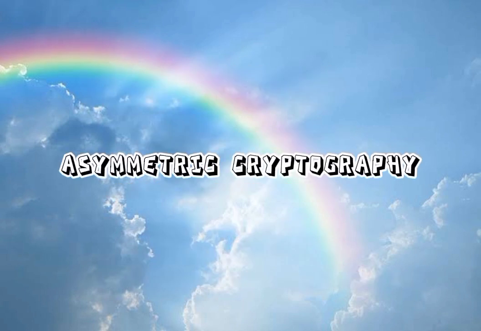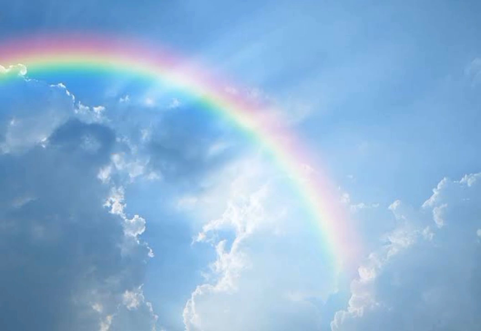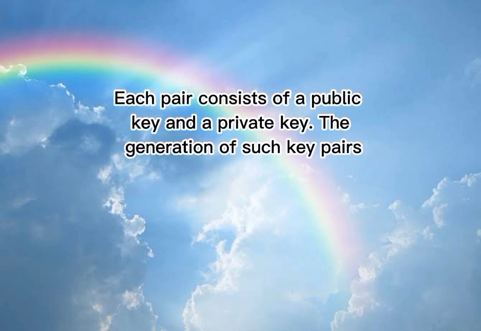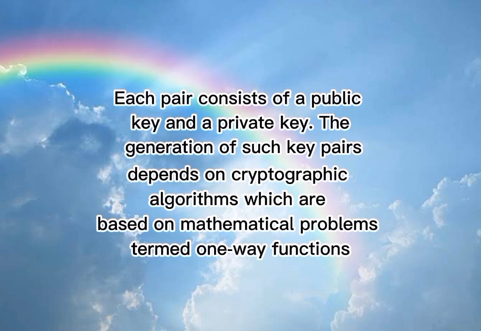Next naman is asymmetric cryptography. Public key cryptography or asymmetric cryptography is a cryptographic system that uses pairs of keys. Gumagamit siya ng keys na magkapares or pairs of keys. Each pair consists of a public key and a private key. The generation of such key pairs depends on cryptographic algorithms which are based on mathematical problems termed one-way function.